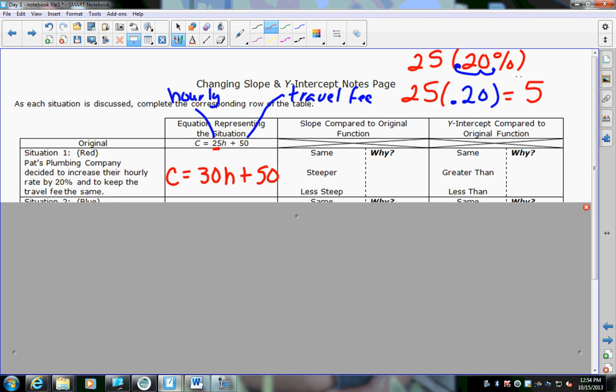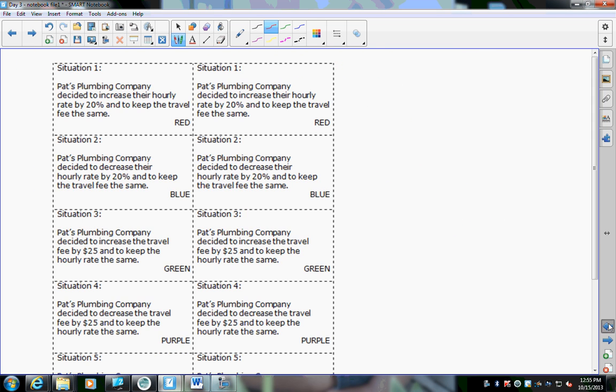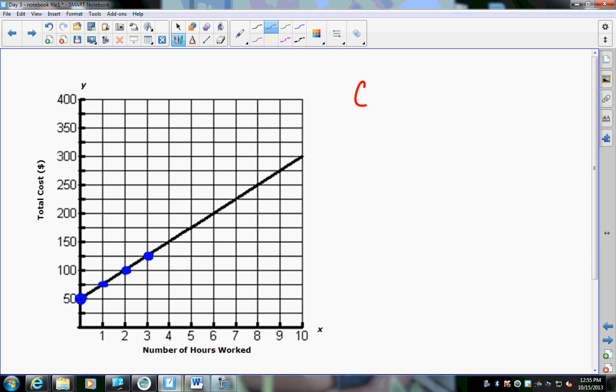Now, we need to take this equation and go back and graph it on the line on that paper where we have the original equation. So I'm going to go backwards. And I've got C equals 30H plus 50. So now we're going to go through and graph it.